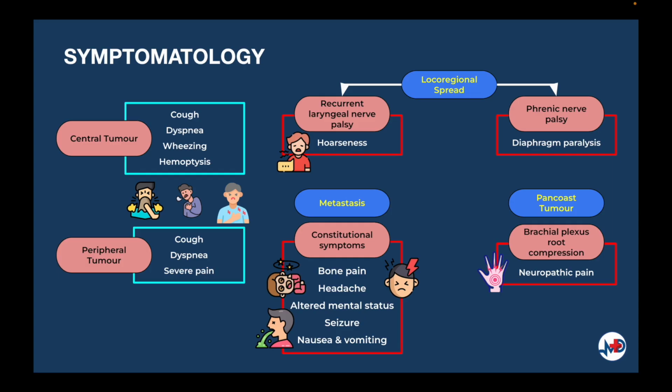If there's loco-regional spread, patients can have hoarseness of voice due to paralysis of the recurrent laryngeal nerve and diaphragm paralysis due to phrenic nerve palsy. Patients can also experience dysphagia if there's esophageal compression. And for Pancoast tumor, the tumor may compress the brachial plexus root, causing intense neuropathic pain in the ipsilateral upper extremity. Patients with metastasis often have constitutional symptoms, bone pain, headache, altered mental status, seizure, nausea, and vomiting depending on the site of metastasis.